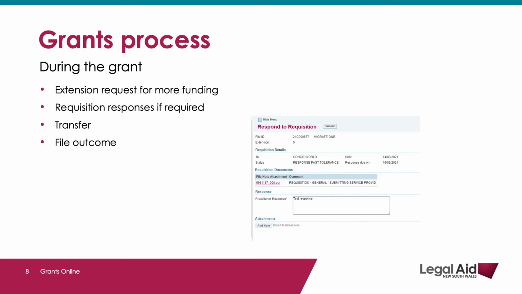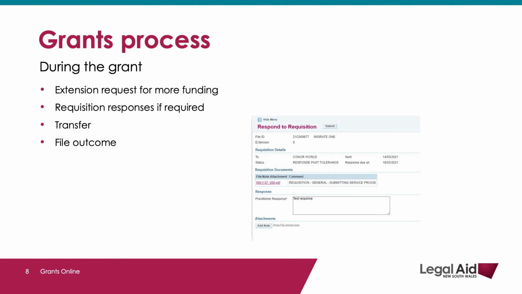During the grant, if you require additional funding, that is, additional fees or disbursements, you can lodge an extension request. The fee scales have some restrictions on when additional fees or disbursements can be approved. During the application or grant process, you may need to respond to a requisition from grants. If at any point your law practice is unable to continue to represent the client, you should submit a transfer request to enable grants to allocate the grant to another law practice.